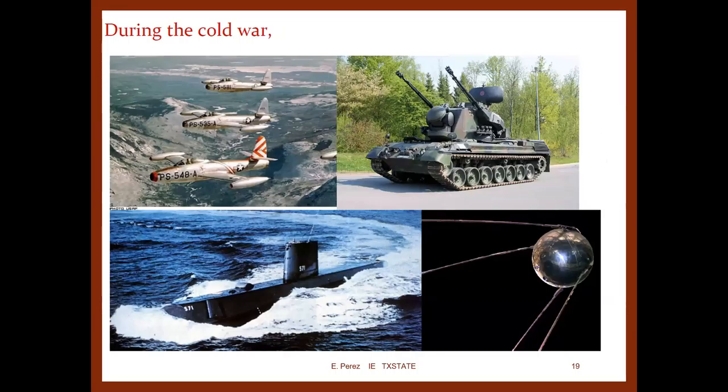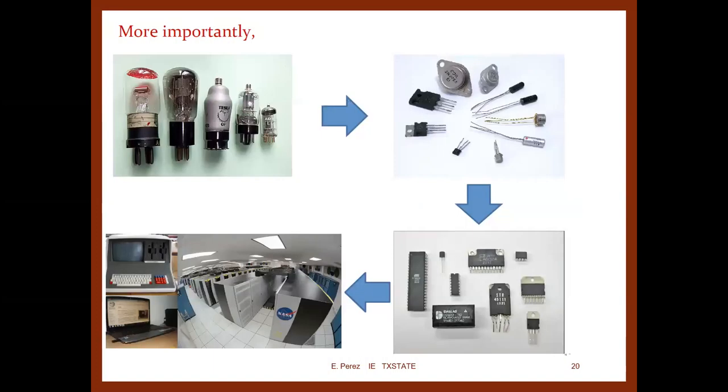During the Cold War came the development of airplanes, also new tanks and submarines. More importantly, what we know today as computers and data centers, all these developments that we have today started with the discipline of systems engineering. So how do you build these components so that when they are put together, they can perform as expected?